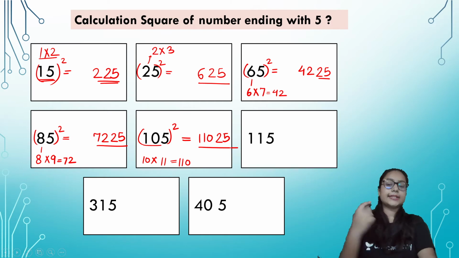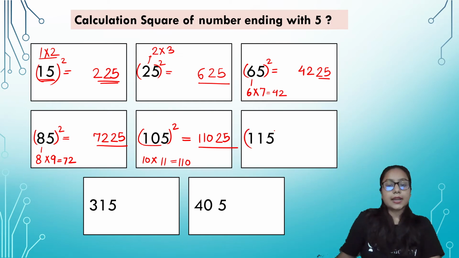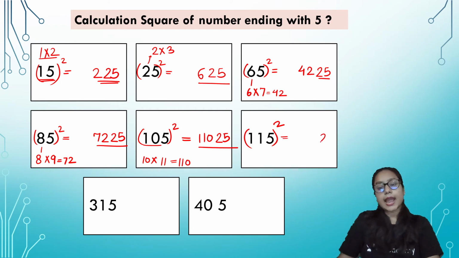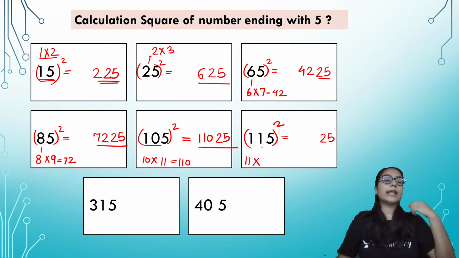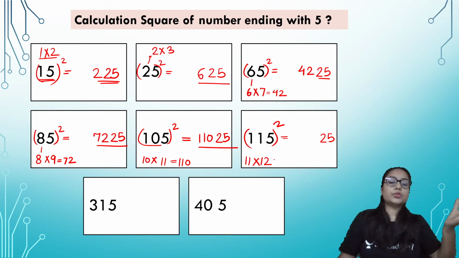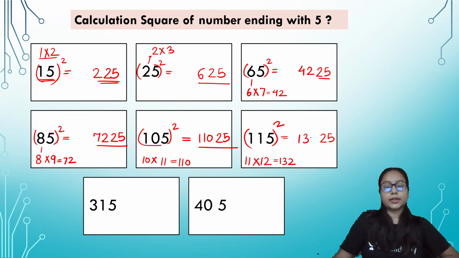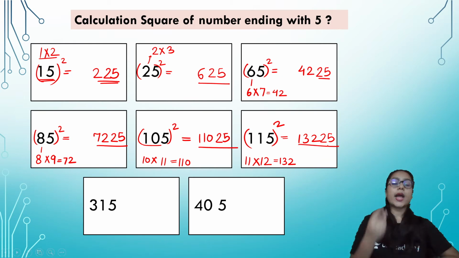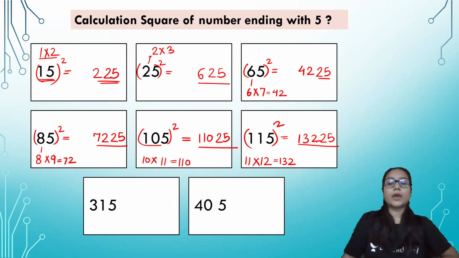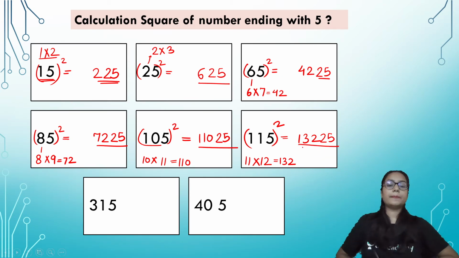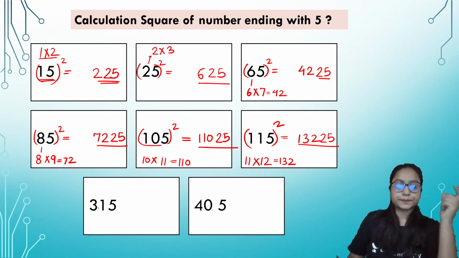Alright, let us take another number, 115 whole squared. Write 25 on the extreme right. Now you have 11 here. What is the next number that comes after 11? It is 12. What is 11 into 12? It is 132. So write 132 here. Now the square of 115 is 13225. Okay, clear? Let's move on.